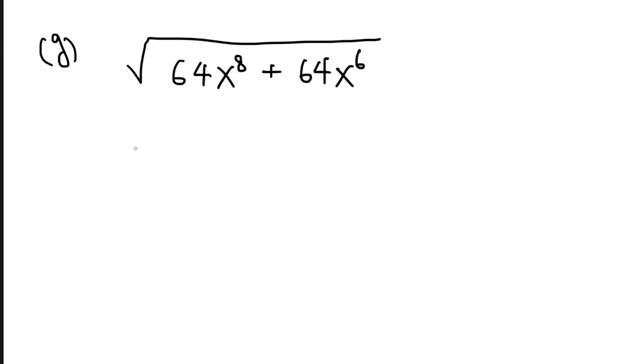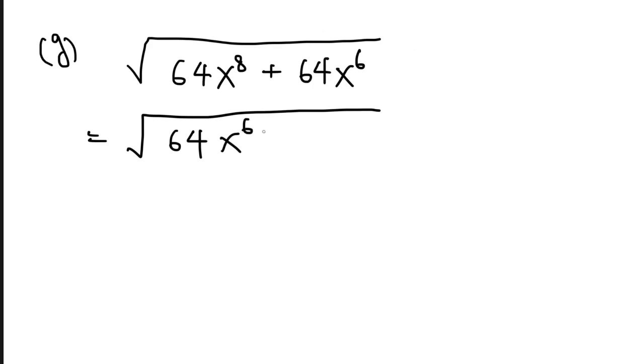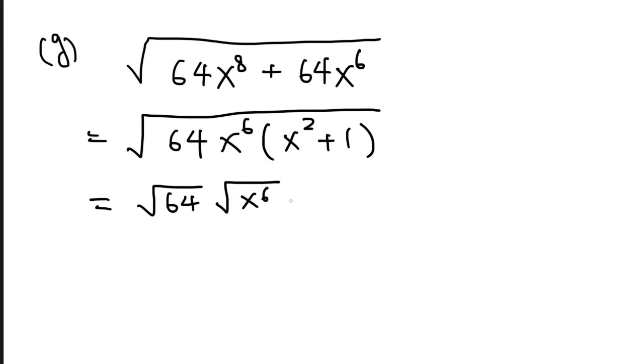Okay, here is one last example. We want to simplify this radical expression. I just told you that you cannot break up terms. So if you want to simplify this, factor first. So 64 is a common factor, and you see x to the 6th, that is another common factor. So pull them out, what is left? Well, we are left with x squared plus 1. Okay? Now we can break up everything. Square root of 64, square root of x to the 6th, and square root of x squared plus 1.